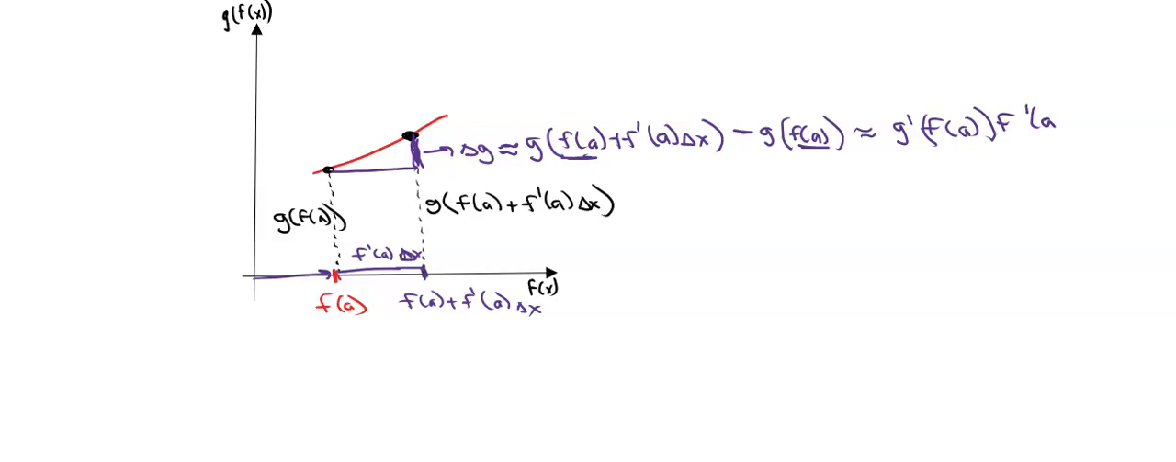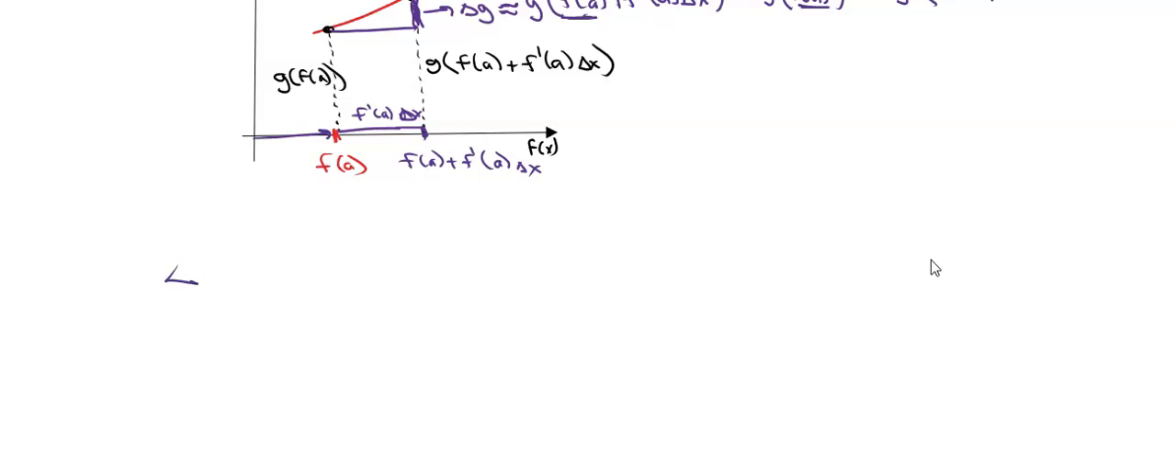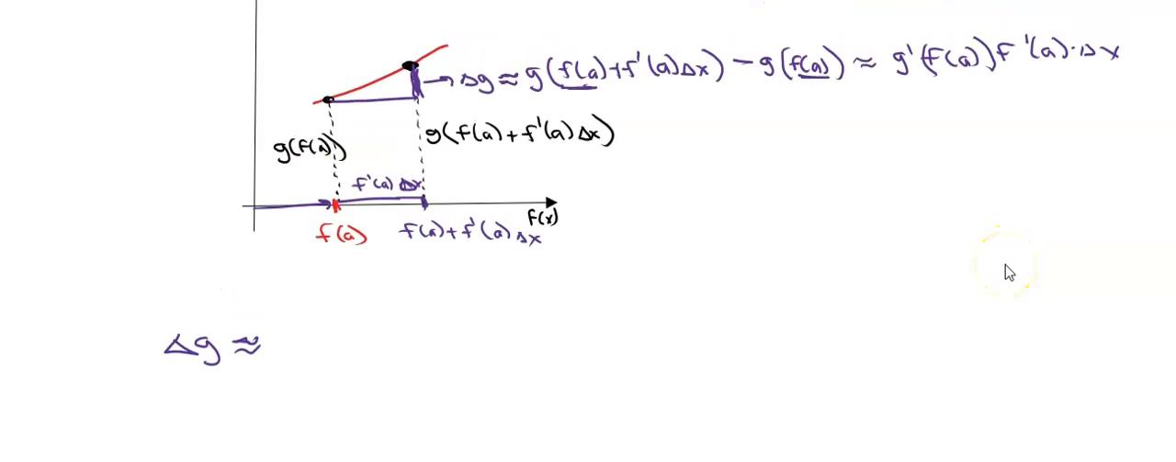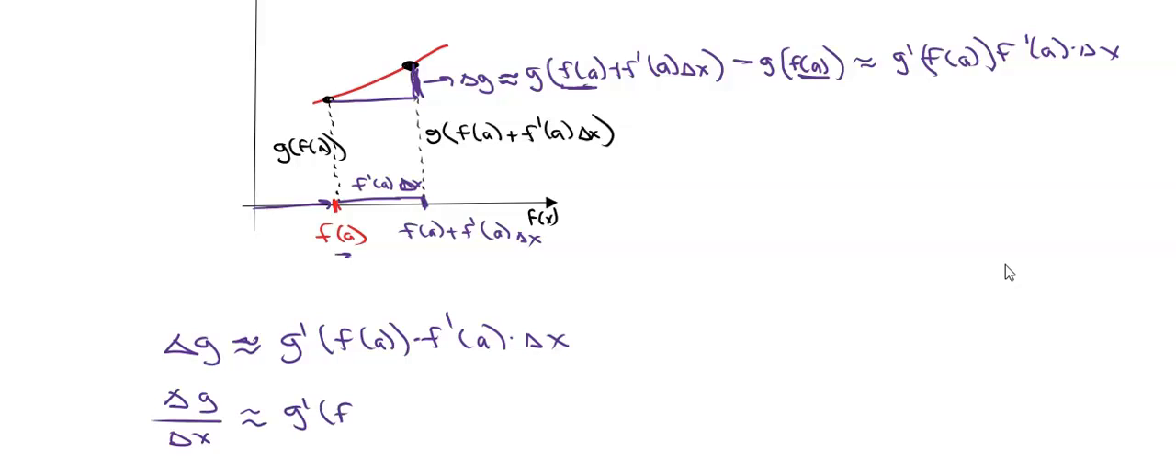And so we say that the change in g can be approximated by this thing here. We have g prime of f of a, since we're composing an input of f of a now, times not just delta x, but the change in input is f prime of a times delta x. And we could manipulate this and say delta g over delta x is approximately g prime of f of a times f prime at a.